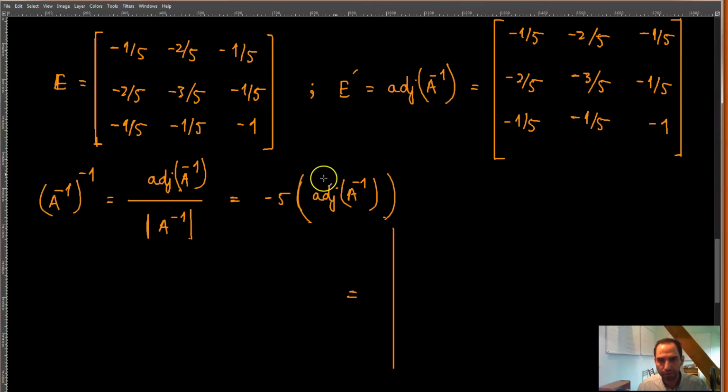Multiply negative 5 by this matrix: 5 and 5 cancel out, negative and negative cancel out, you'll have a 1. 5 and 5 cancel out, negative and negative, you have a 2. Then a 1, then 2, then 3, then 1, then 1, then 1. And negative 5 times negative 1, that's positive 5, I suppose.